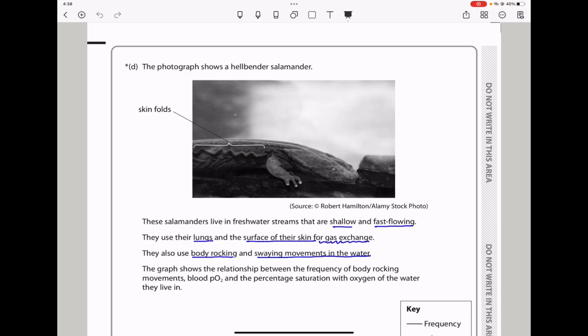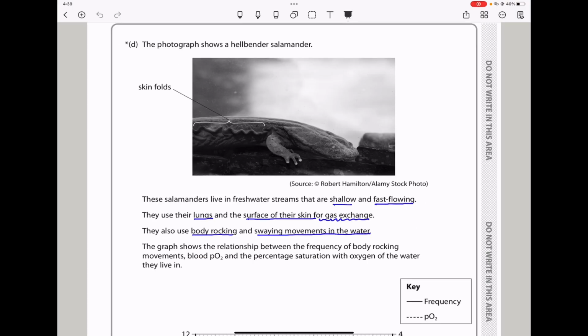The shallow water allows the salamander to access the air so that it can use its lungs to breathe in order to take in more oxygen. And again, here they say they use their lungs as well as the surface of their skin for gaseous exchange. We can see the folds allow for greater gaseous exchange, or they provide a greater surface area for gaseous exchange.